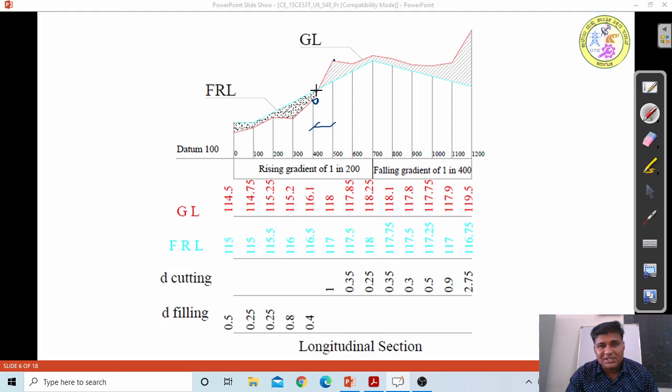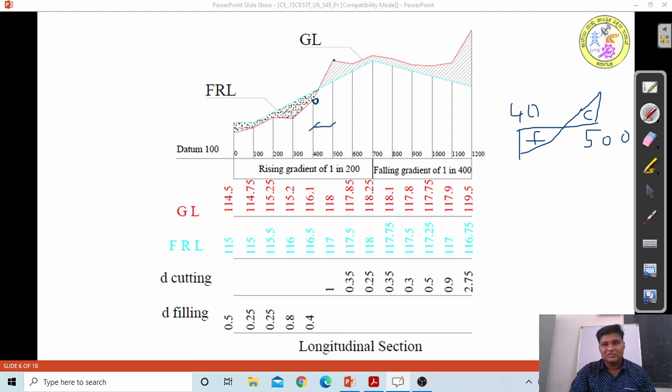the formation line is passing from filling on the left side to cutting on the right side. This is your ground level and this is your formation level. So it is moving from filling to cutting. Here this is 500 and this is 400.